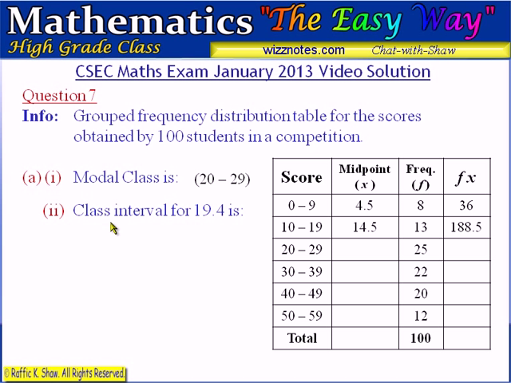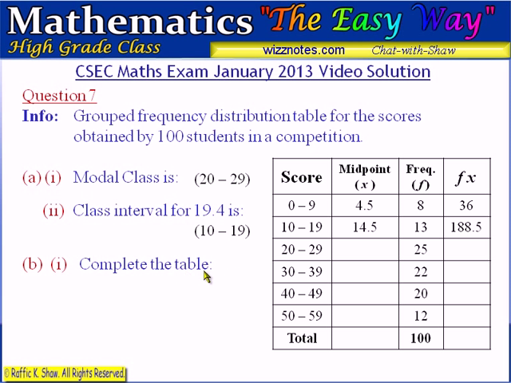Part 2 wants us to determine the class interval for 19.4. A student who scored 19.4, we want to say in which class interval a score of 19.4 would be placed. And 19.4 would approximate to 19, and a score of 19 will be found in this group, 10 to 19. In fact, this second group would take boundary values from 9.5 up to below 19.5. The boundary values for this group are 9.5 and 19.5. And so a score of 19.4 will be placed in this second group, 10 to 19. And so the answer for this is 10 to 19. A score of 19.4 will be placed in the 10 to 19 group.